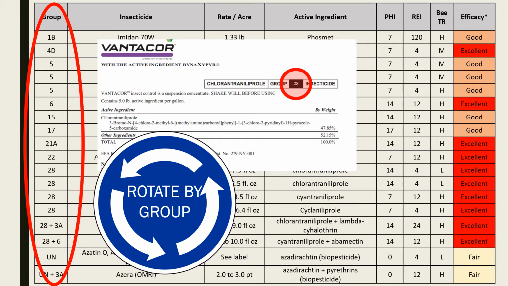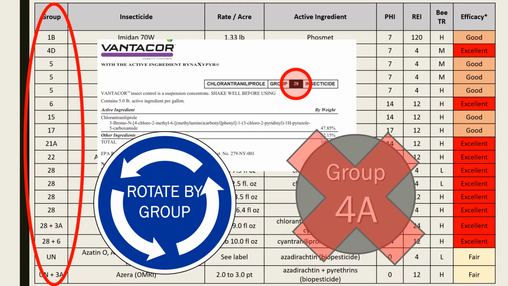The main take-home message from looking at the groups is that we need to rotate by group. So let's say, for example, we have 4 insecticides here in group 28. If you pick one of them, you obviously do not want to go back with 28 again, and you want to make sure that you rotate to another group number. And we need to stay away from group A, which is all the neonicotinoids such as Platinum and Admire, which are used at planting, and therefore you do not want to go back with a foliar application of those.